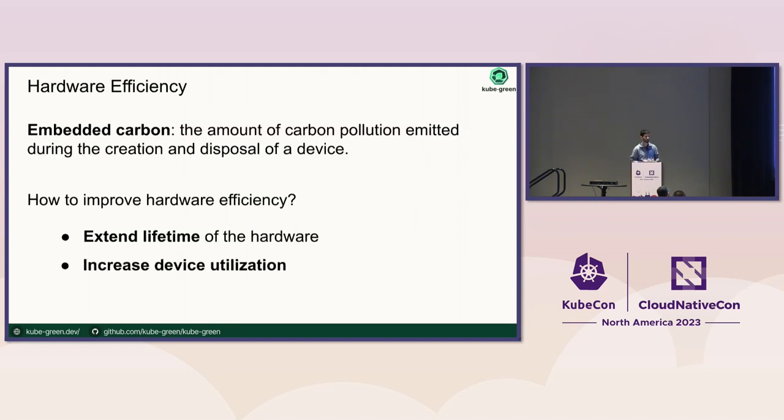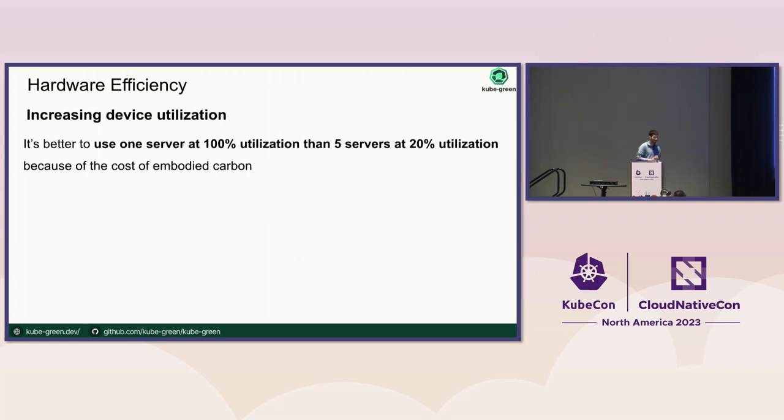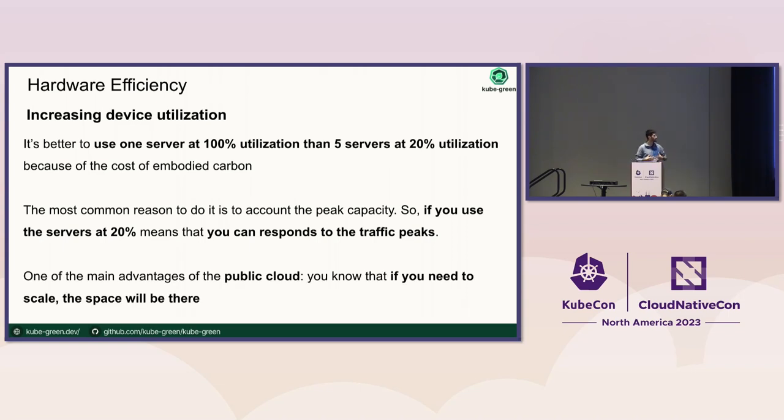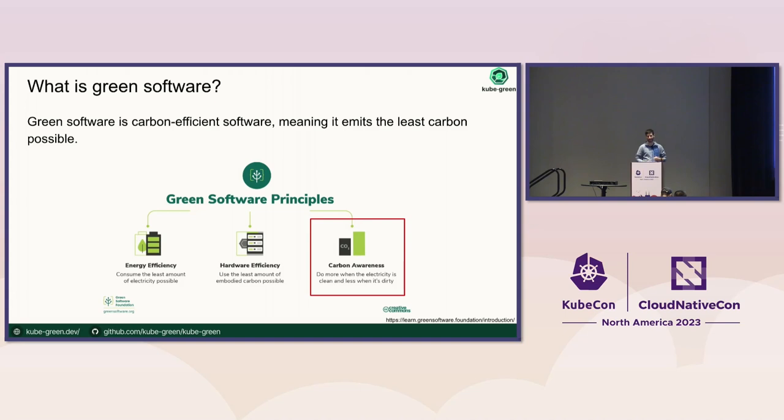The other strategy is to increase the device utilization. For example, it's better to use only one server at full capacity rather than five servers at 20% of capacity. This is because of the cost of the embodied carbon. But why do we sometimes use five servers instead of one? This is to respond to the peak capacity. And it's one of the biggest advantages of the public cloud, because in a public cloud, if we need more resources, we know that we can have them.